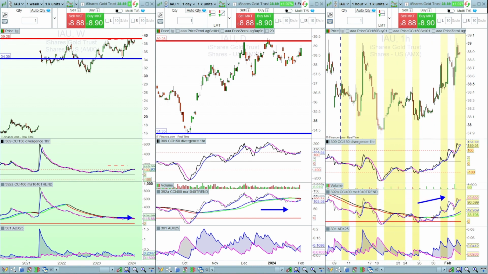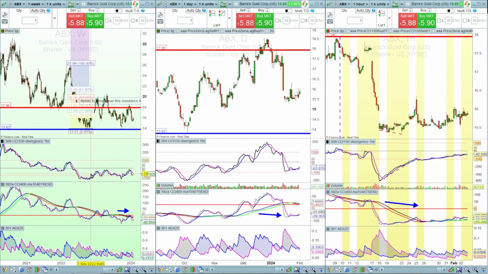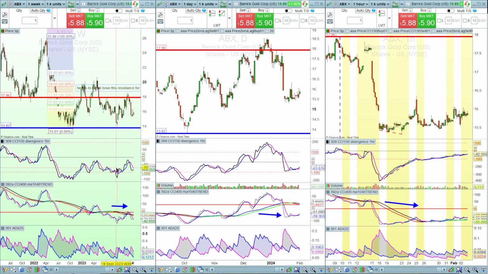And lastly, well, not lastly actually, we've got Barrick Gold, ABX. Bearish on the weekly. You can see it's bounced off that resistance and is still making further declines. No divergence to talk of. On the daily, we've got a bearish movement. The ADX has just broken to a bullish mode, but ever so slightly, but still bearish at the moment. And the CCI 150 is moving in line with the price.